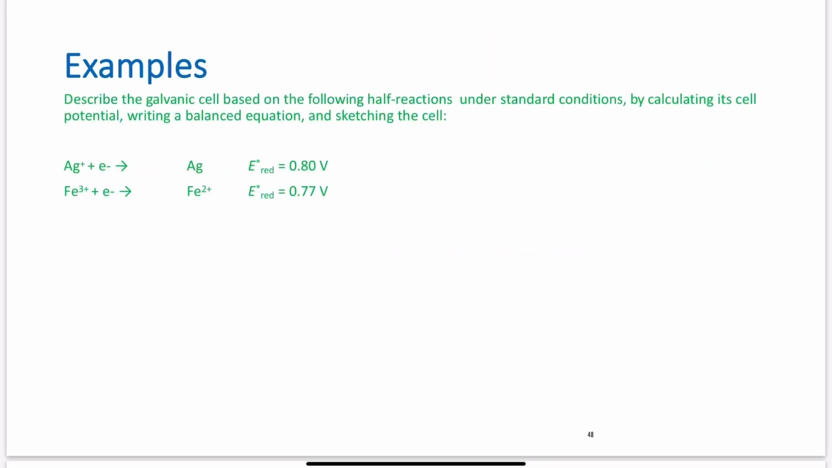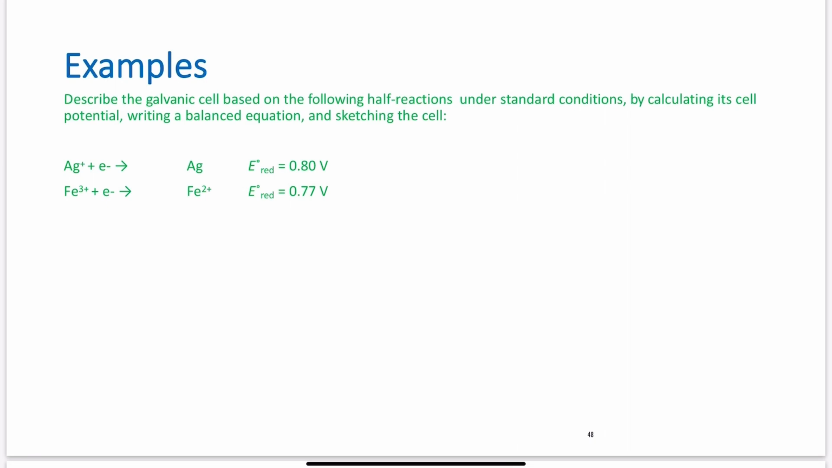Describe the galvanic cell based on the following half reactions under standard conditions by calculating its cell potential, writing a balanced equation, and sketching the cell. Okay, so it gives me the reduction reactions, which are the standard reduction potential, and the reactions as written, which is nice. I don't have to think about it. I'm just looking them up, right?